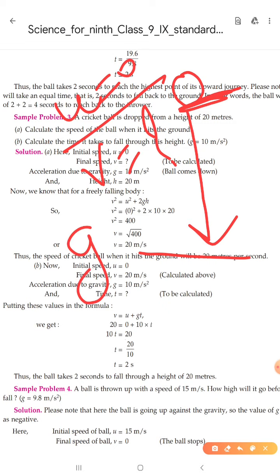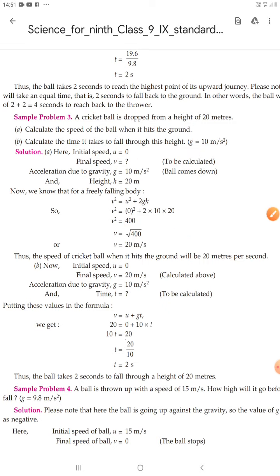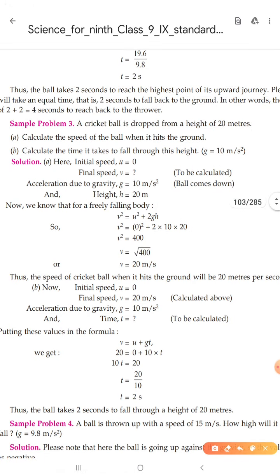We have g, 9.8 meter per second square, but in this question I can see the value of 9.8 is not given. He has written 10 meter per second square. He has rounded off that figure. This is the acceleration due to gravity. Then g equal to 10 meter per second square, no problem. So we have to find out this one.